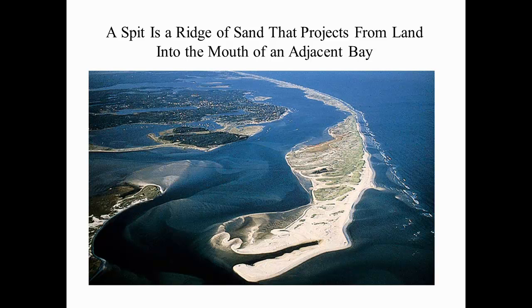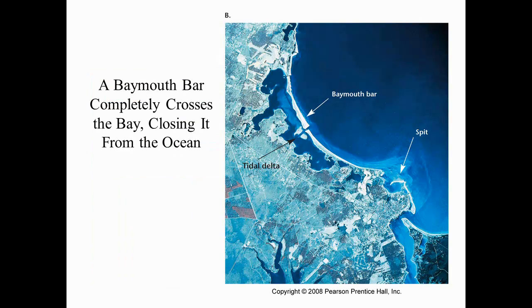A spit is simply a ridge of sand that projects from land into the mouth of an adjacent bay. Quite a few barrier islands tend to get these projections of beach into an adjacent bay or cove. In this aerial photograph, we see a spit over towards the right, which extends into an adjacent bay.